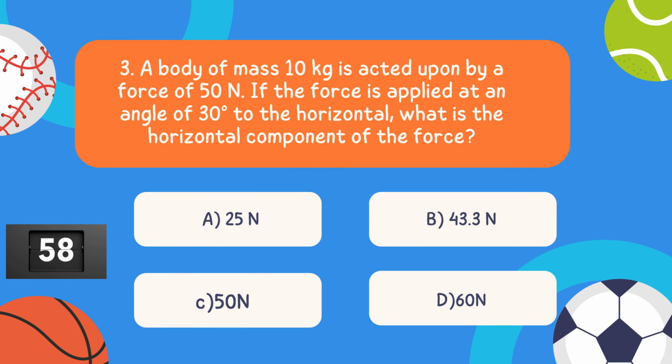A body of mass 10 kilograms is acted upon by a force of 50 newtons. If the force is applied at an angle of 30 degrees to the horizontal, what is the horizontal component of the force? Options are 25 newtons, 43.3 newtons, 50 newtons, 60 newtons.